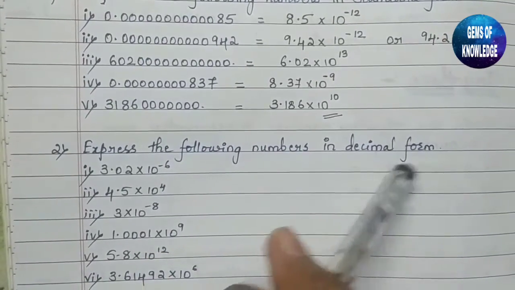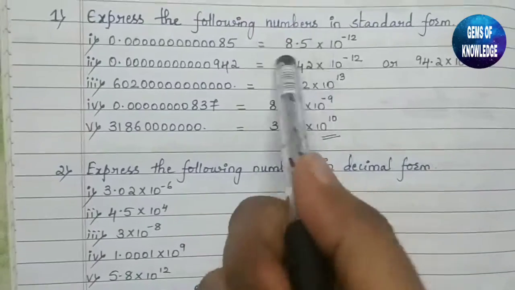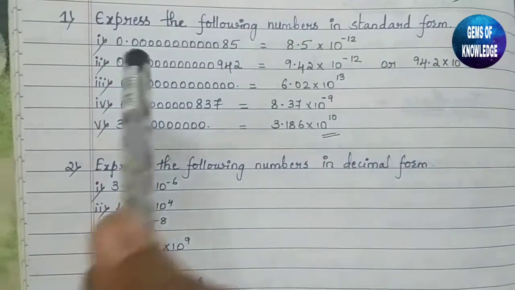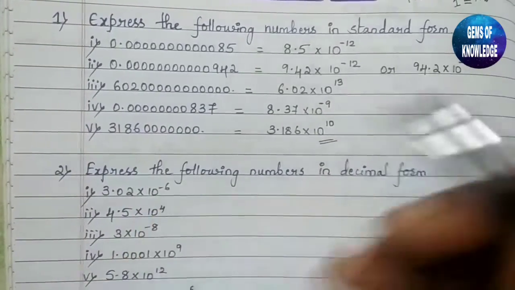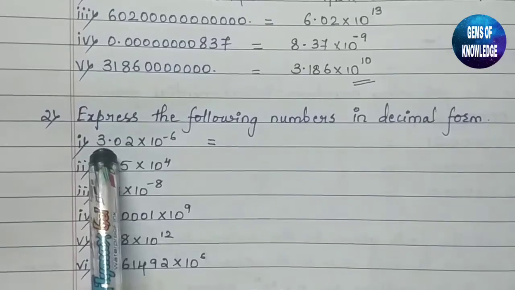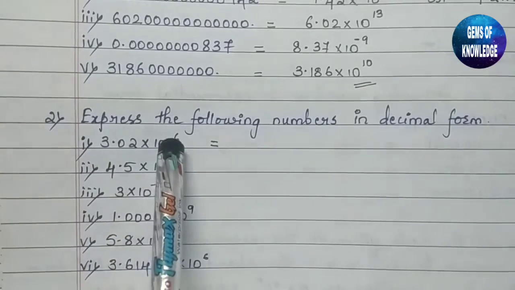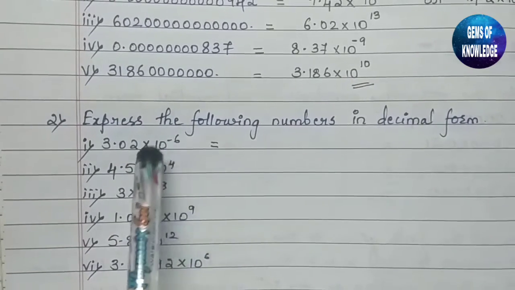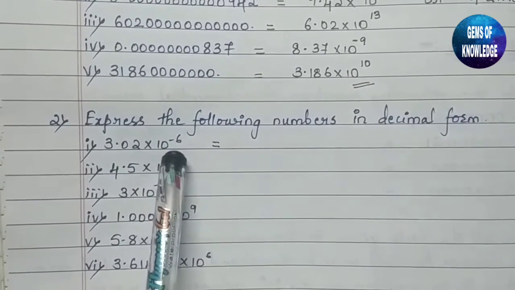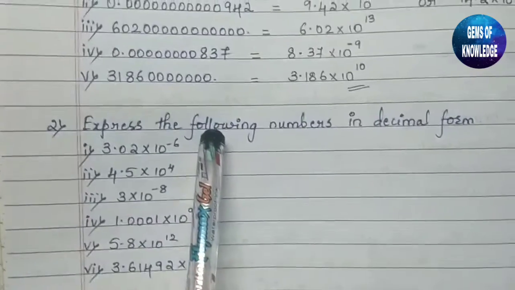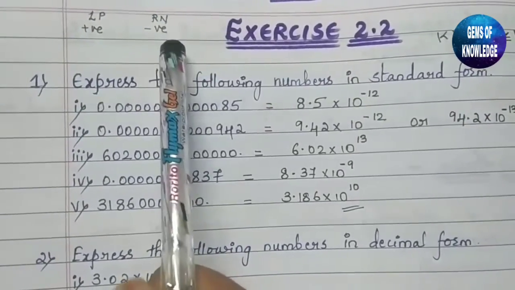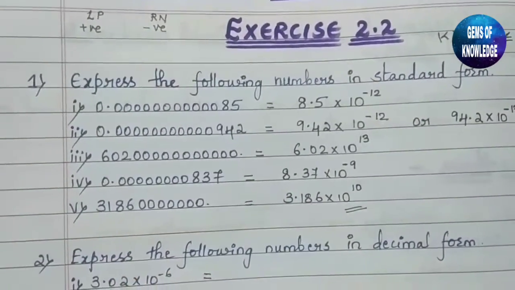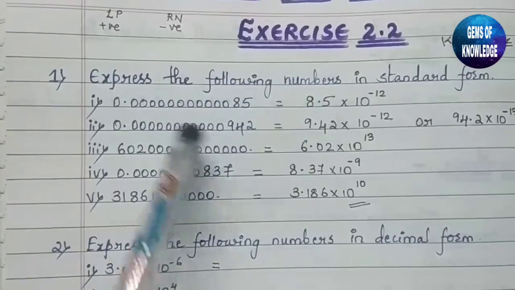Next you can see the second question which is given here. Express the following numbers in decimal form. Now this standard form has been written here and we have to convert this form into this form, that is decimal form. Here you can see that it is given as 3.02 into 10 to the power of minus 6. It means the power is given as minus 6, so it is negative, which means the point was moved towards the right side. Now how will we write this into this form?